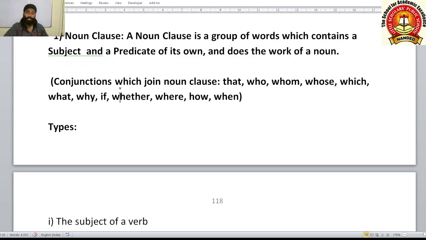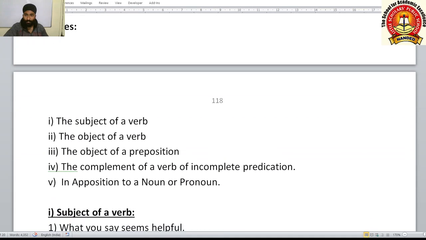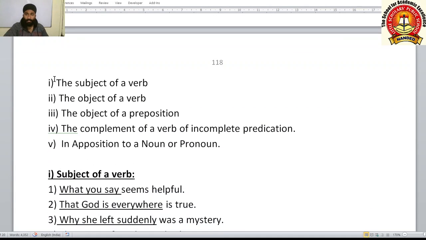Now let us understand the conjunctions which join noun clauses: that, who, whom, whose, which, what, why, if, whether, where, how and when. These conjunctions will come in noun clauses. Now let us understand the types of noun clause. A noun clause can be the subject of a verb, the object of a verb, the object of a preposition, the complement of a verb of incomplete predication, and in opposition to a noun or pronoun. In opposition means equal to a noun or pronoun.